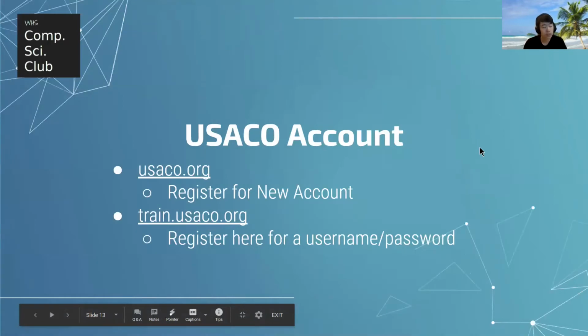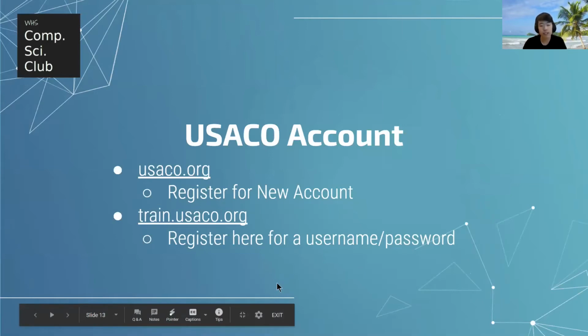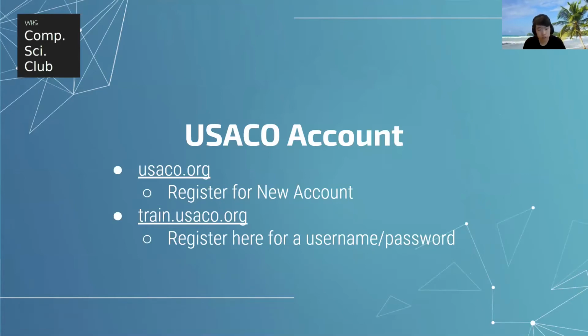But I'm going to quickly go over this. To create a USACO account, you can go to usaco.org, and there's a big button that says register for new account. Then you just fill out some information, and it's pretty quick. And you need to make a separate account for the training website. That's at train.usaco.org, and you can click the button that says register here for a username/password. Note that these are two different websites, so if you want an account for each, you're going to have to create two separate accounts, I believe. They also should be pretty quick, and you can do those later too.